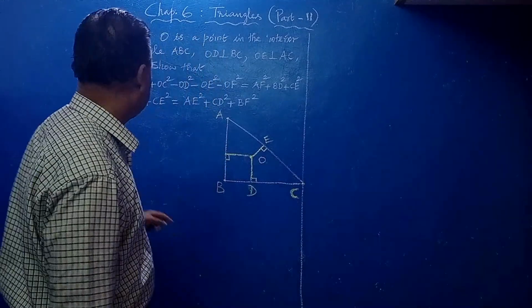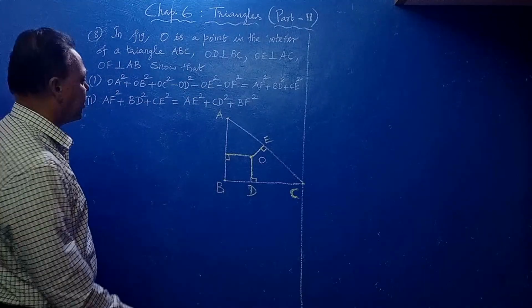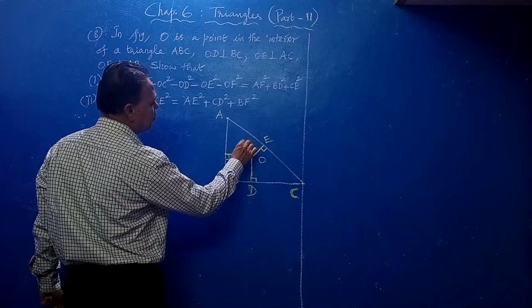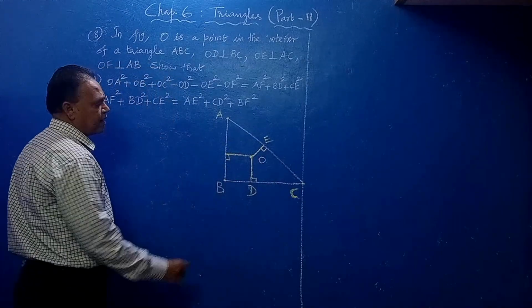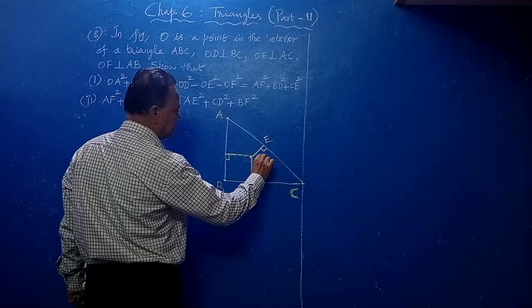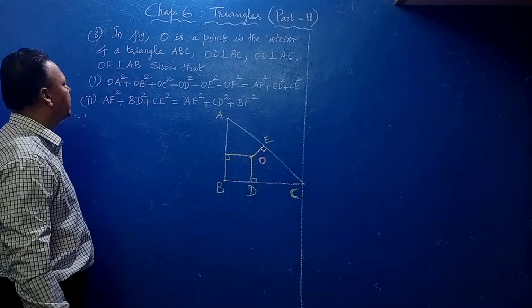You see this problem, the 8th problem, the diagram is given. O is a point inside, anywhere you can take. Here the O is there. The diagram is still given. O is an interior point of the triangle.